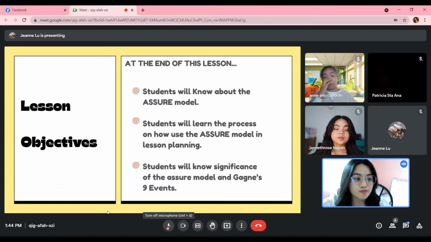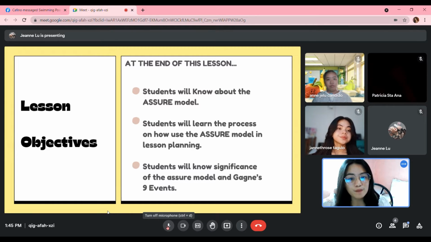So, our lesson objectives for today are that at the end of this lesson, students will know about the ASSURE model and Gagne's 9 events. Students will learn the process and how to use these instructional models of lesson planning in making lesson plans, and students will know the significance of these models.